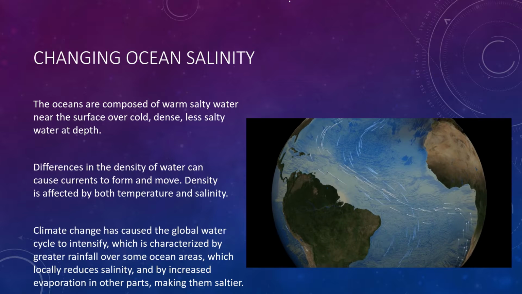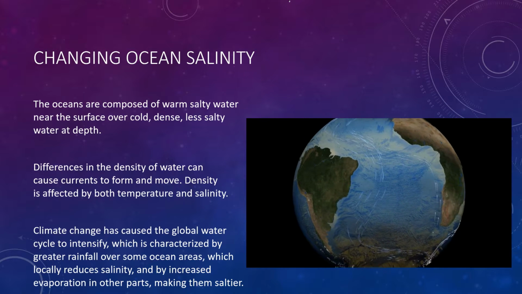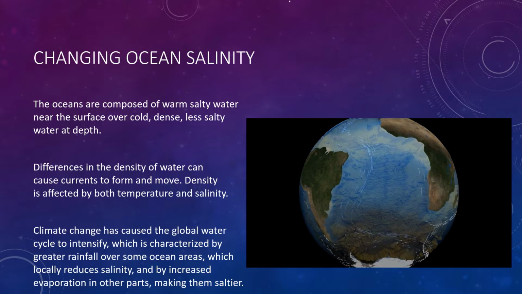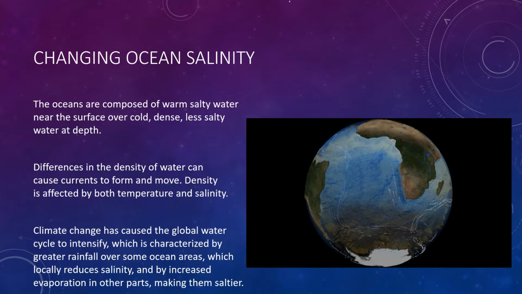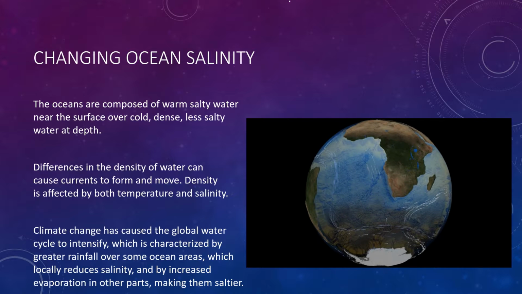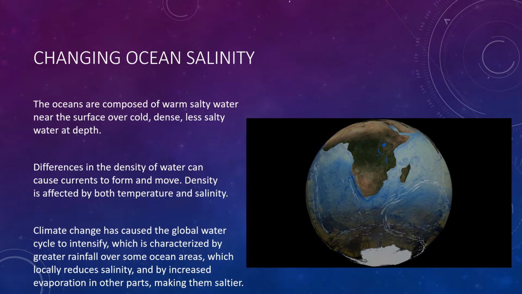This usually occurs along the equatorial oceans, mostly in the Pacific and Indian Oceans. This very large, slow current is called the thermohaline, which is called that because it's caused by temperature and salinity variations. Salinity, another term for it, is haline.